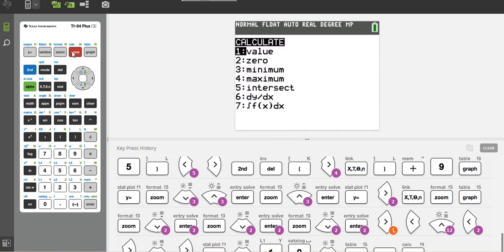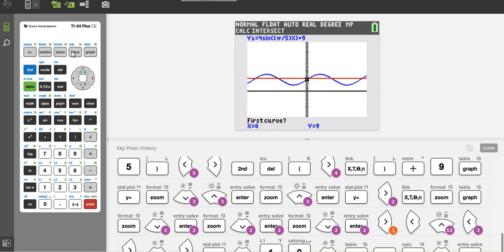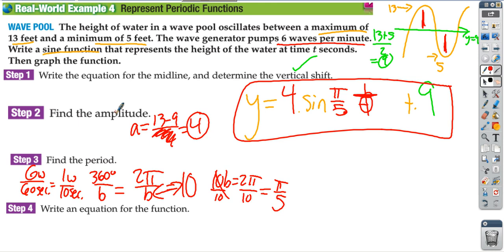So second calc. They didn't ask us to do this, but it's kind of useful to know. So enter, enter, enter, and it looks like at 23 seconds. Remember, every 10 seconds it goes through a period. At 23 seconds, the wave height will be 10. That's how you could use that for a word problem. So that is section 12.8 on how to graph trig functions.